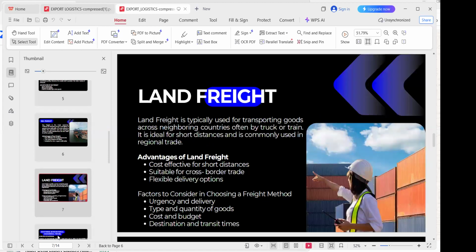Land freight is typically used for transporting goods across neighboring countries, often by truck or train. It is ideal for short distances and is commonly used in regional trade. Advantages of land freight are that it is cost effective for shorter distances, suitable for cross-border trade, and offers flexible delivery options.